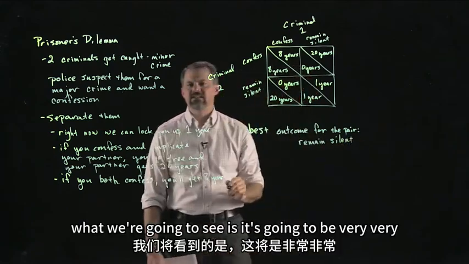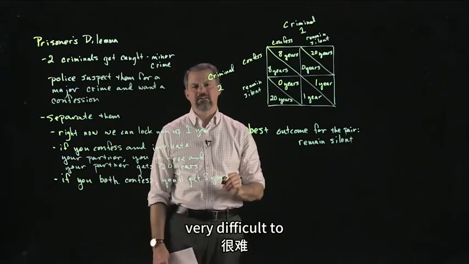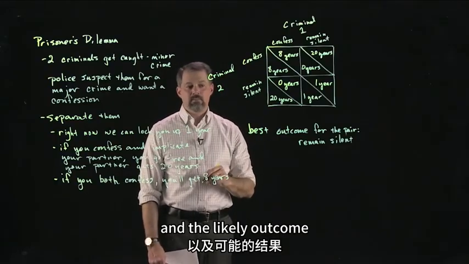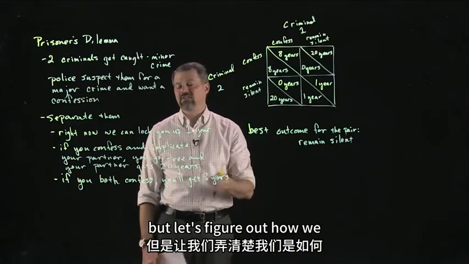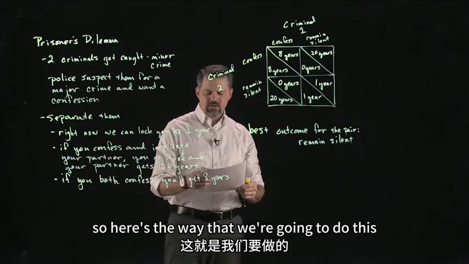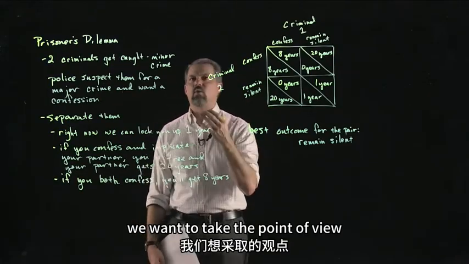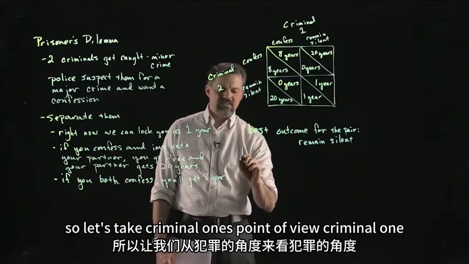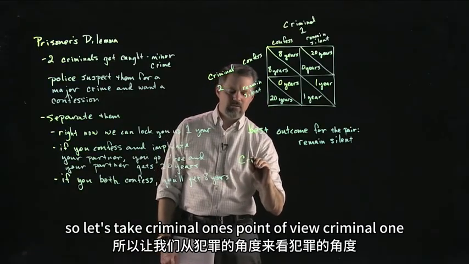What we're going to see is it's going to be very, very difficult to achieve that outcome, and the likely outcome is that they end up confessing. But let's figure out how we understand that. So here's the way that we're going to do this. We want to take the point of view of the criminals one at a time. So let's take criminal one's point of view.